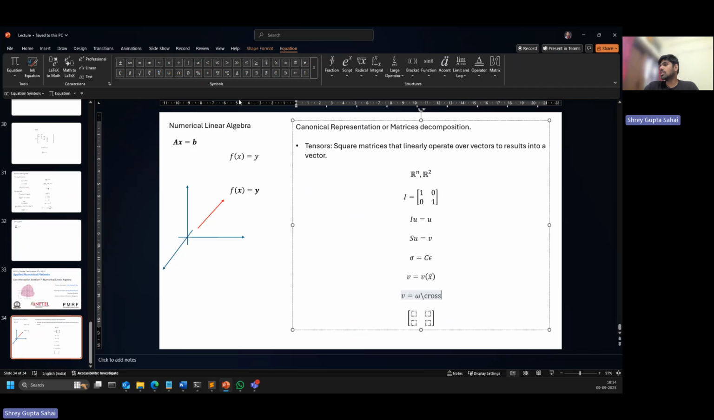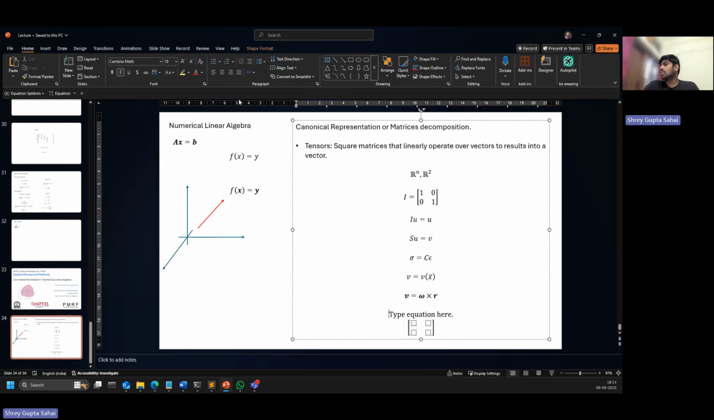Then you have cross or times R, right? Where R is a vector, omega is also a vector and speed is also a vector. Essentially, what that is doing is that you have a skew symmetric tensor that you are talking about. And let me write out what that skew symmetric tensor represents.